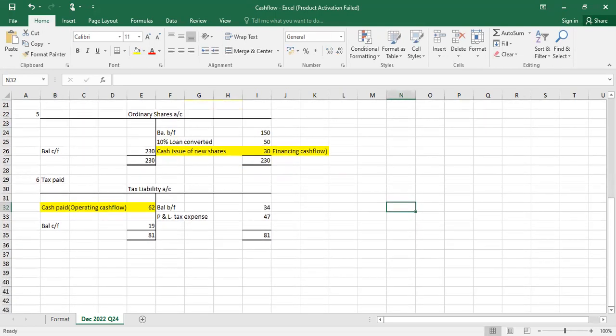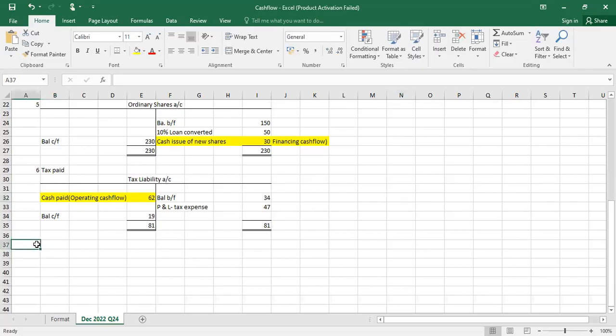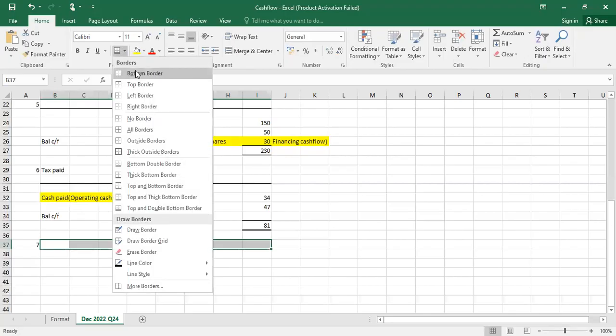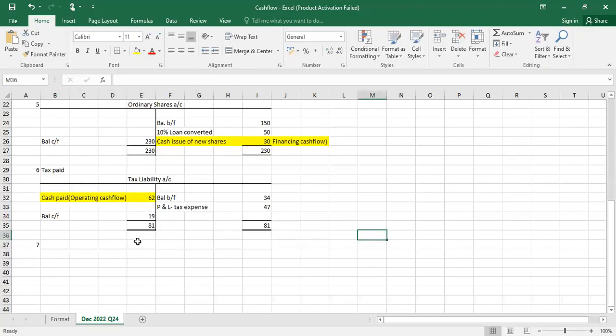All right. Next is number 7. And so we shall do the same thing that we've done for the tax, we shall do for the interest liability.